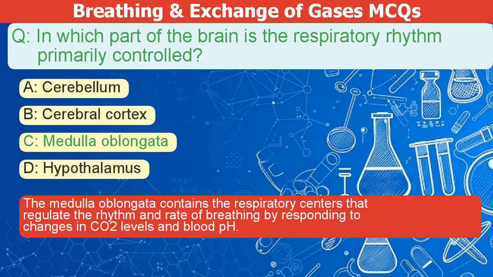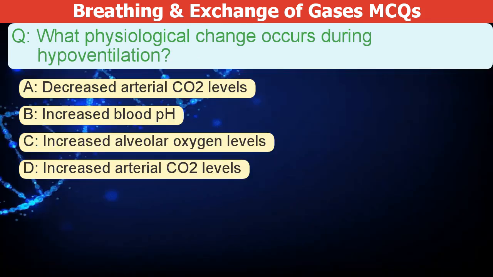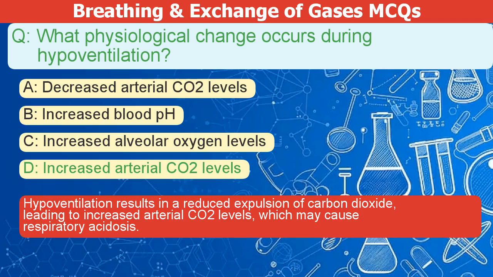What physiological change occurs during hypoventilation? A. Decreased arterial CO2 levels. B. Increased blood pH. C. Increased alveolar oxygen levels. D. Increased arterial CO2 levels. The correct answer is D. Hypoventilation results in a reduced expulsion of carbon dioxide, leading to increased arterial CO2 levels, which may cause respiratory acidosis.